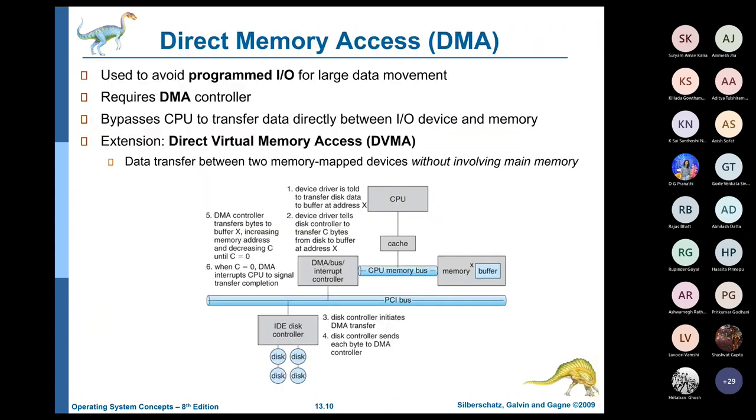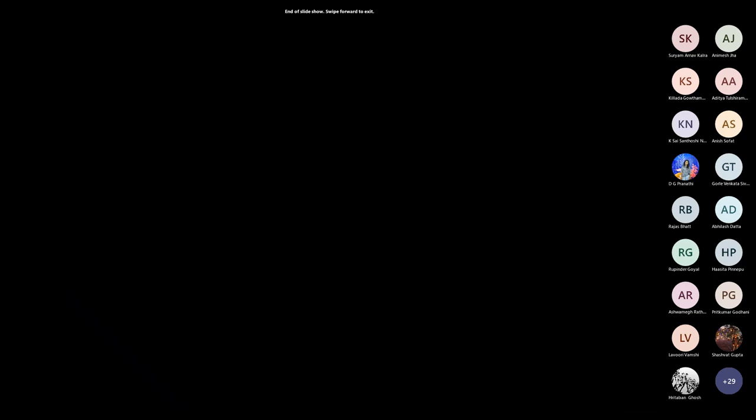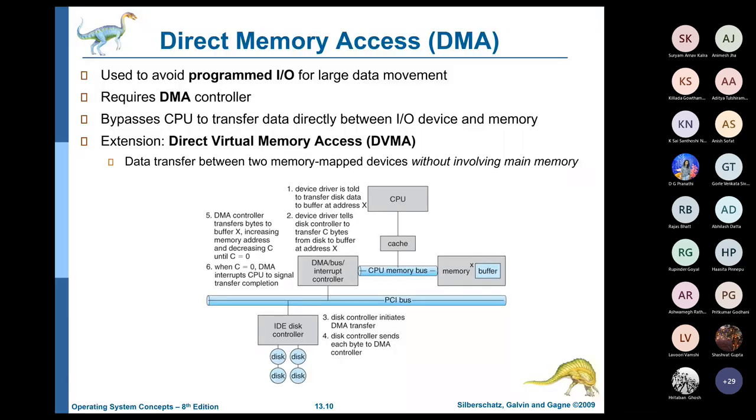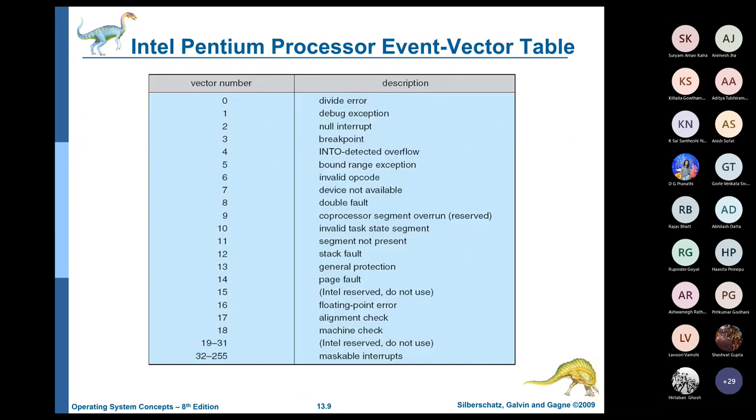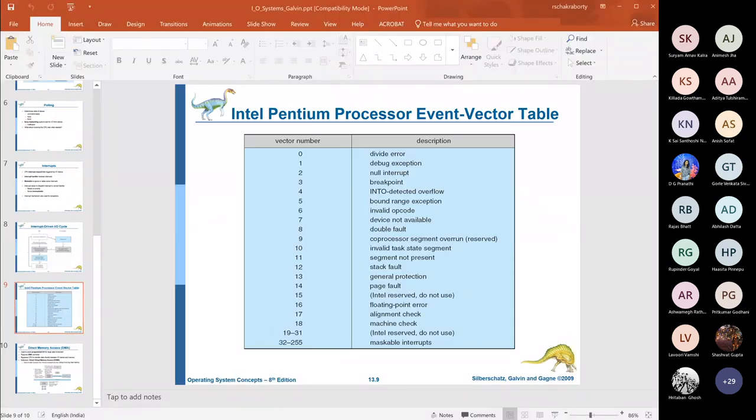So there's some more. This concept of DMA has been explained here. Have a look at it. So any questions, students, about today's concept? Anything you want me to further clarify?